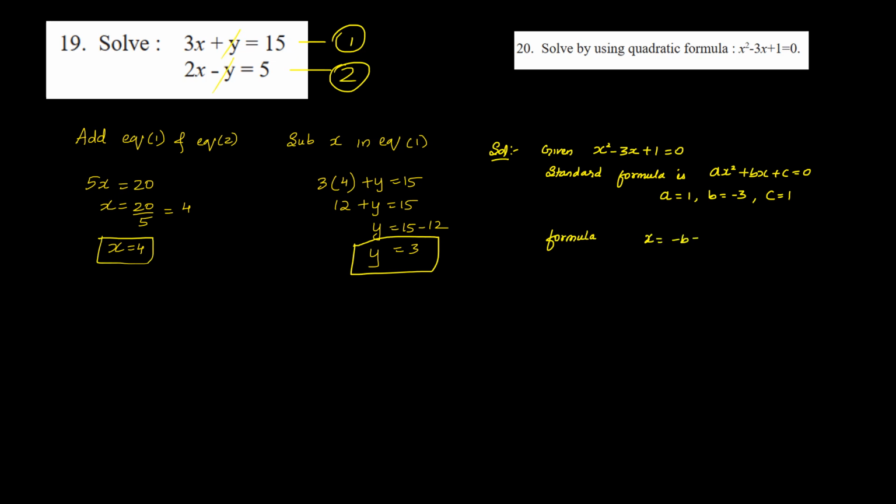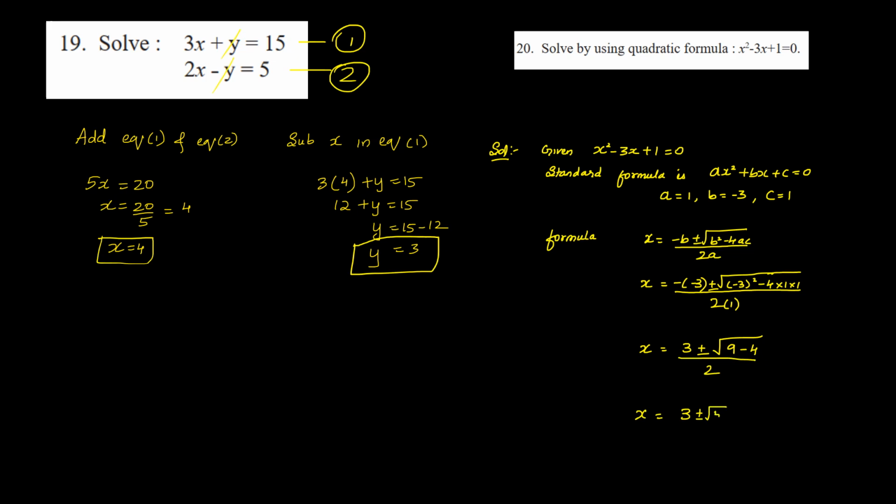So what is the formula? x is equal to minus b plus or minus square root of b square minus 4ac, divided by 2a. So substitute all the values, b value, a value and c value, and simplify. x is equal to plus 3 plus or minus square root of 9 minus 4, divided by 2, that is 9 minus 4 is 5. The x value is 3 plus root 5 divided by 2, or x is equal to 3 minus root 5 divided by 2. We got two values of x.